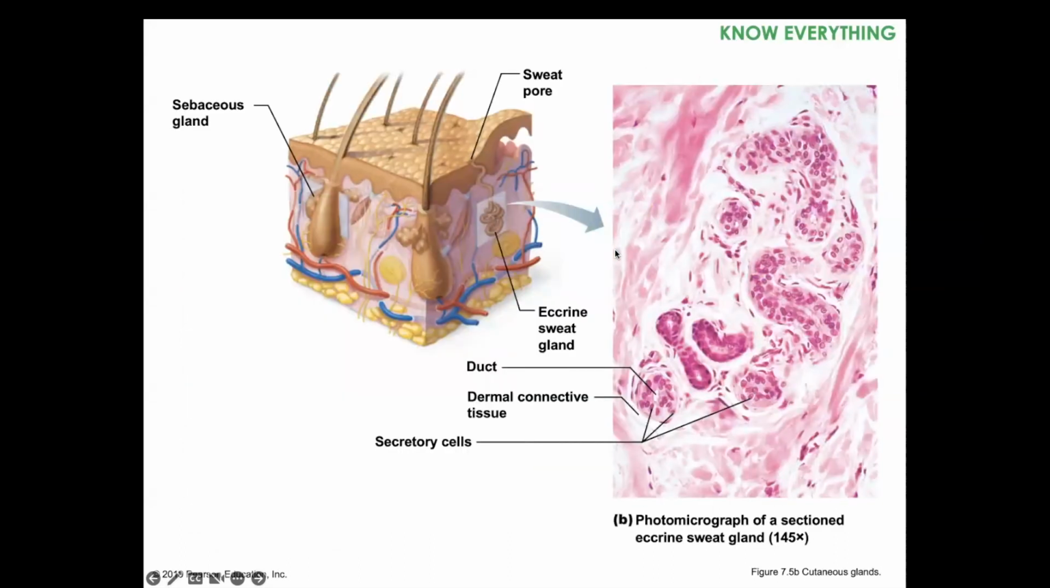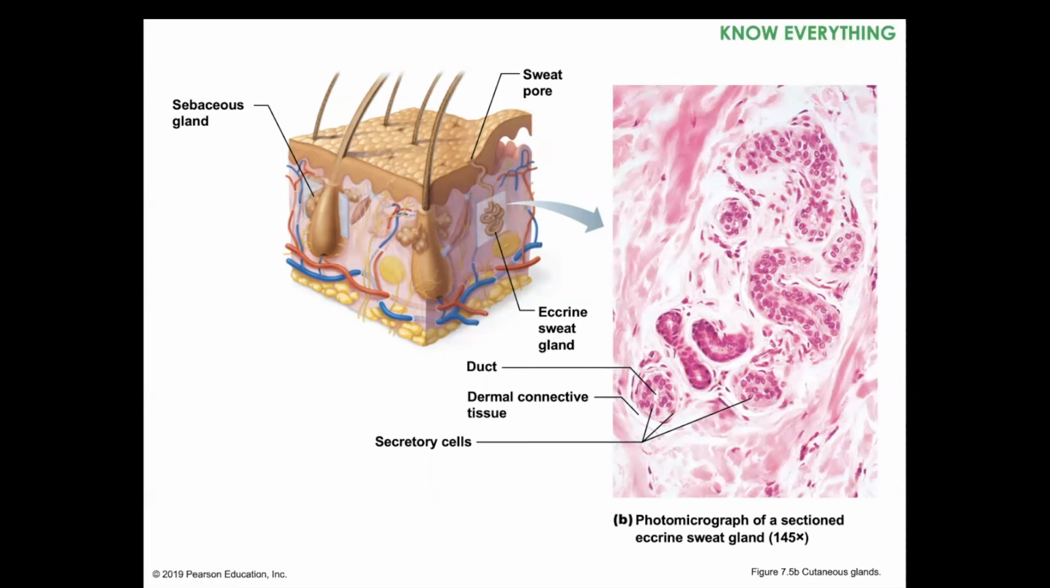And then the next type of gland is the eccrine sweat gland. This is going to secrete water, salt, and urea to regulate body temperature. Eccrine sweat glands are going to be widely distributed throughout the body. So that's that for eccrine. You can see on the image on the right, you have a similar ring of secretory cells that empty into a duct.